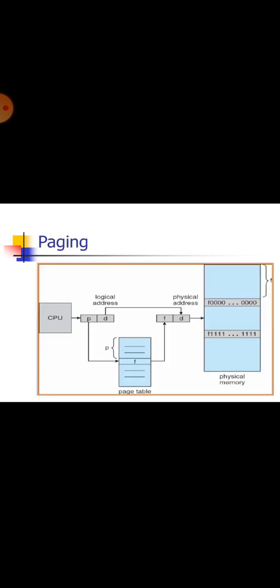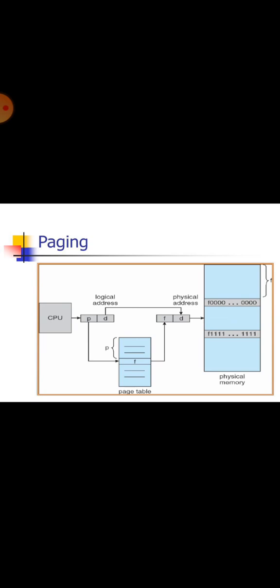Every address generated by the CPU is divided into two parts: page number P and page offset D. The page number is used as an index into a page table. This is a diagram of paging.